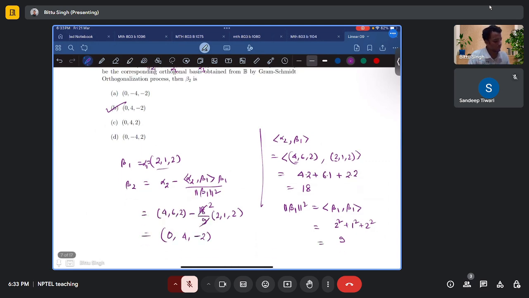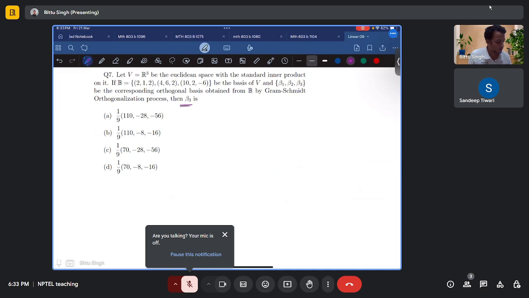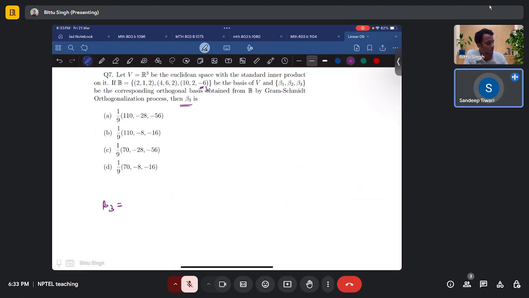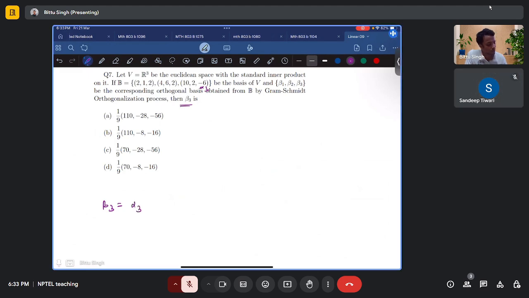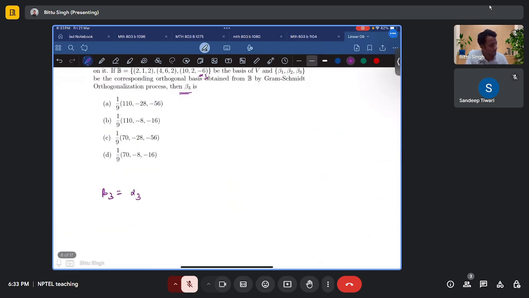Now the next question is actually a repetition of the same thing, but we need to find beta 3. Beta 3 is alpha 3 minus the projection of alpha 3 on beta 1. Beta 2 is already obtained, that is the same question, so alpha 3 minus the projection on beta 1 and on beta 2.